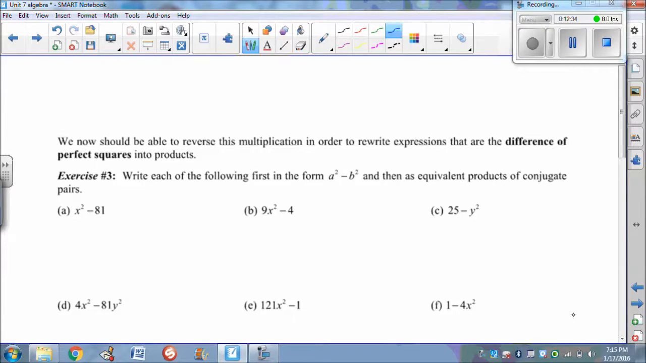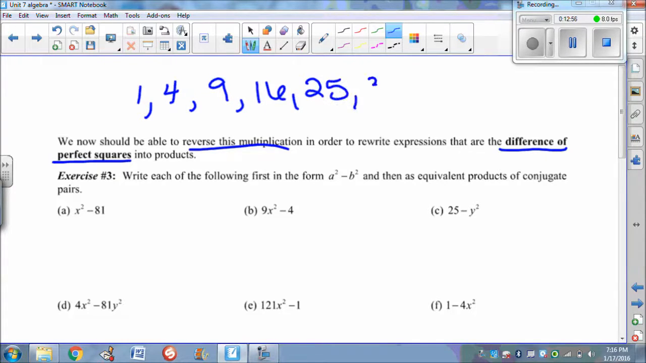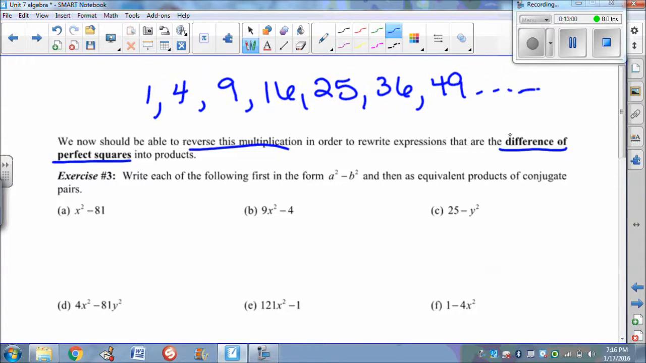And now let's get into the factoring piece of it, because we were still multiplying. So it says, we now should be able to reverse this multiplication in order to write the expression as the difference of perfect squares. Okay, perfect squares are 1, 4, 9, 16, 25, 36, 49. You get the idea. Those are perfect squares, and the difference means subtraction.